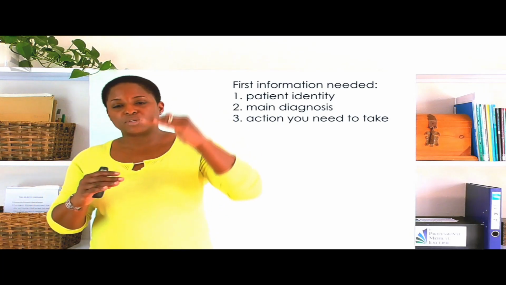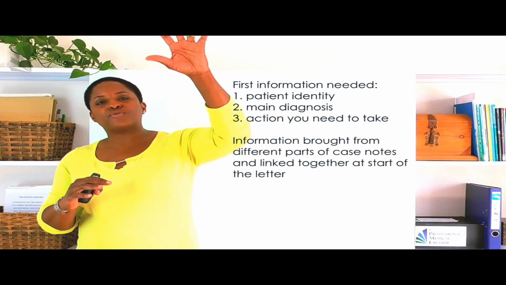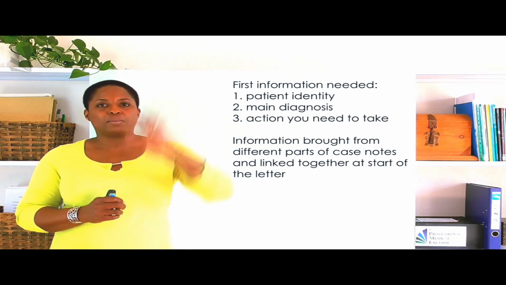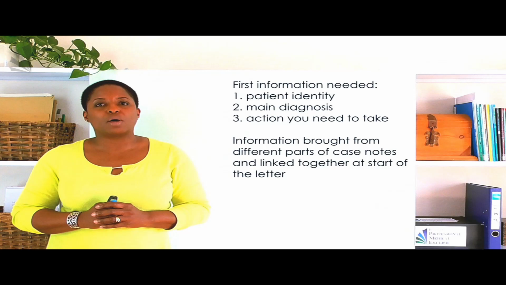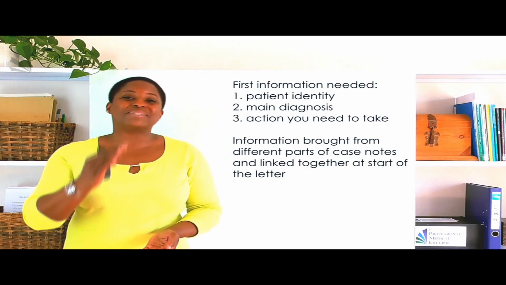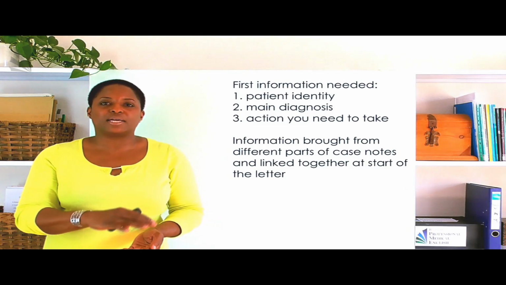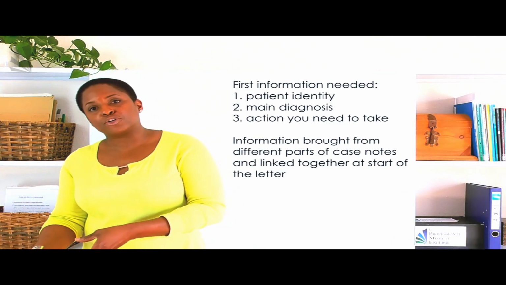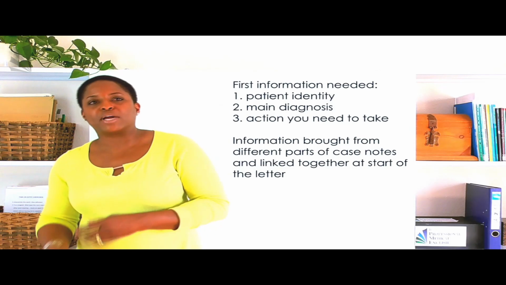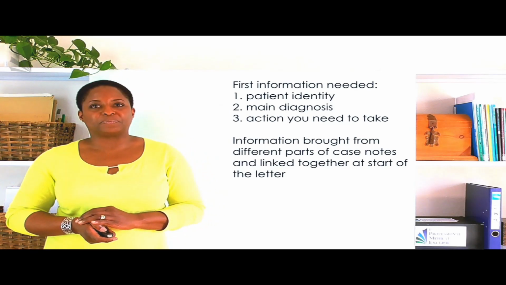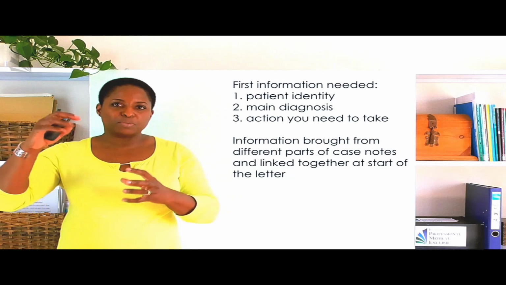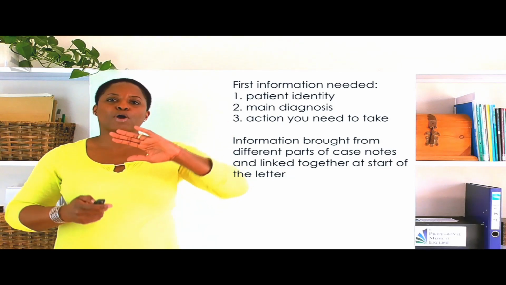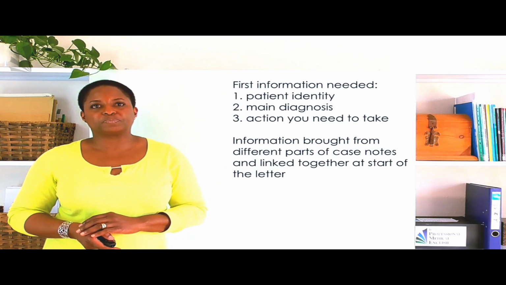But note that these three pieces of information are in three different points in the case notes themselves. Patient identity is right at the top. The diagnosis comes after examination and lab test findings. And the decision to refer to you, the plan, comes right at the beginning. But these three bits of information have been pulled together, linked, and placed prominently at the top.